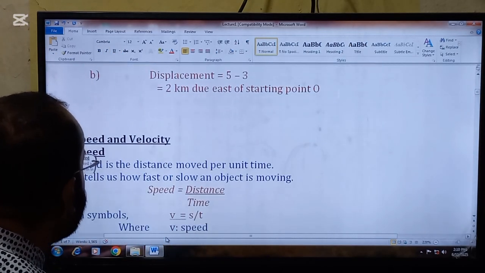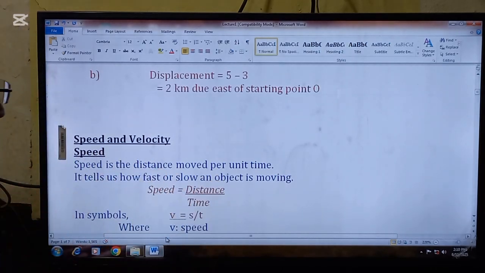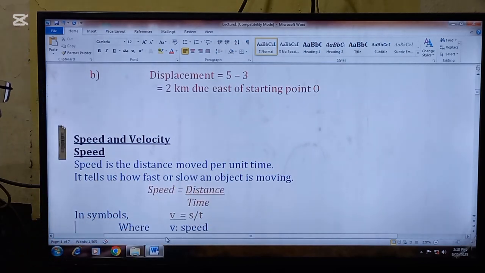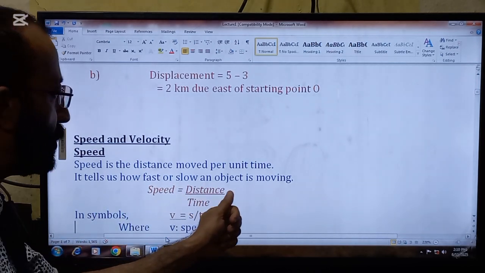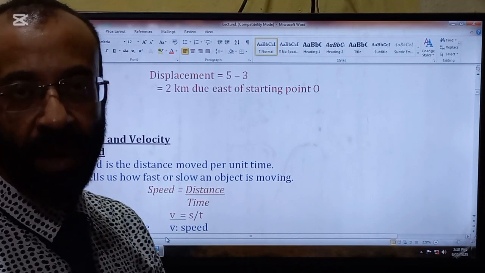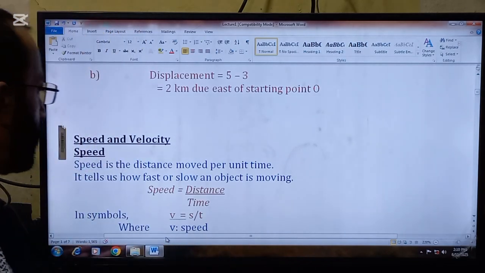The next topic which is going to start is the speed and velocity. And here comes the definition and formulas. Speed is the distance moved per unit time. This is the definition. It tells us how fast or slow an object is moving. So this is the function of the speed. It tells how fast or slow any body is moving.